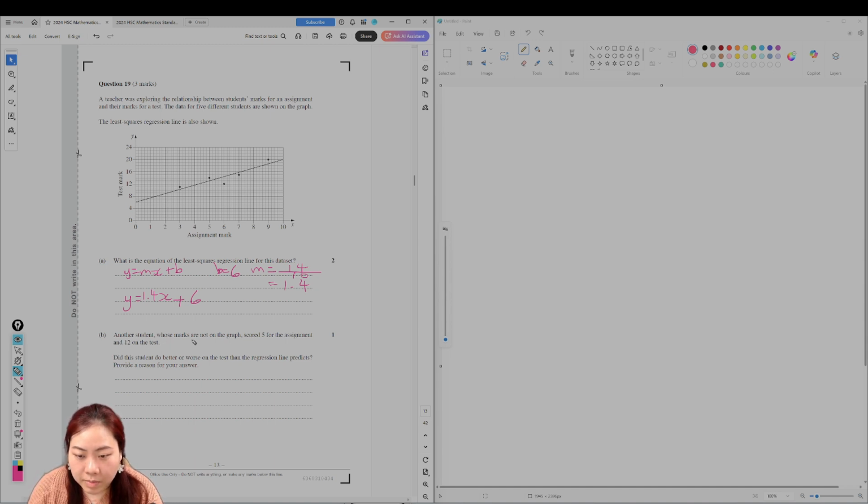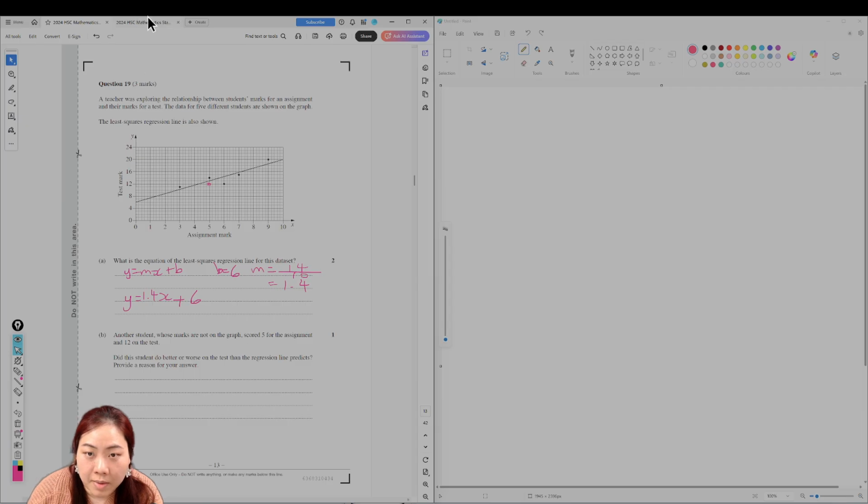Another student whose marks are not on the graph scored 5 for the assignment and 12 on the test. Here. Did this student do better or worse on the test than the regression line predicts? Provide an answer. Provide a reason for your answer. It did slightly worse because it's below the regression line. I think that's all I have to say. It's worth only 1 mark.